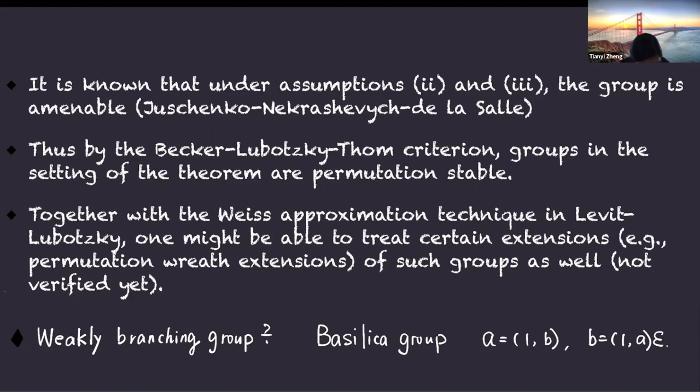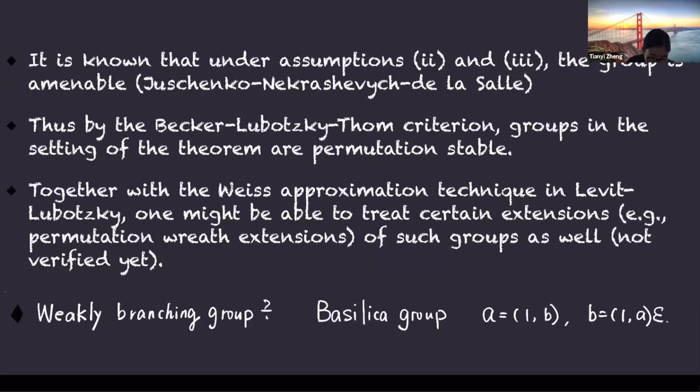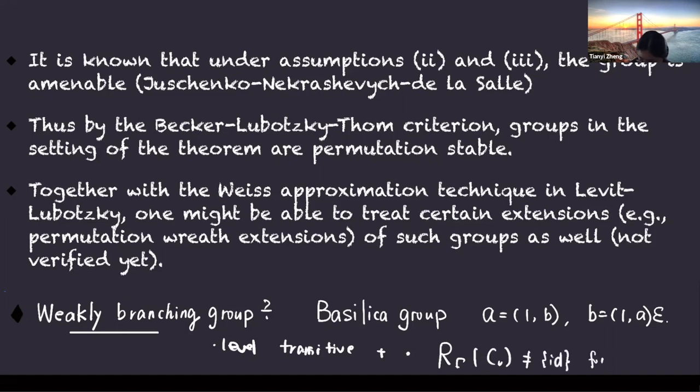And the more interesting question is, here I only consider branch groups, but there are these nice weakly branch groups. Weakly branch just means that it is level transitive, and you have this weaker assumption that the rigid stabilizer is non-trivial for every vertex. So in particular, it can have infinite quotients. The nice example of this is the Basilica group.